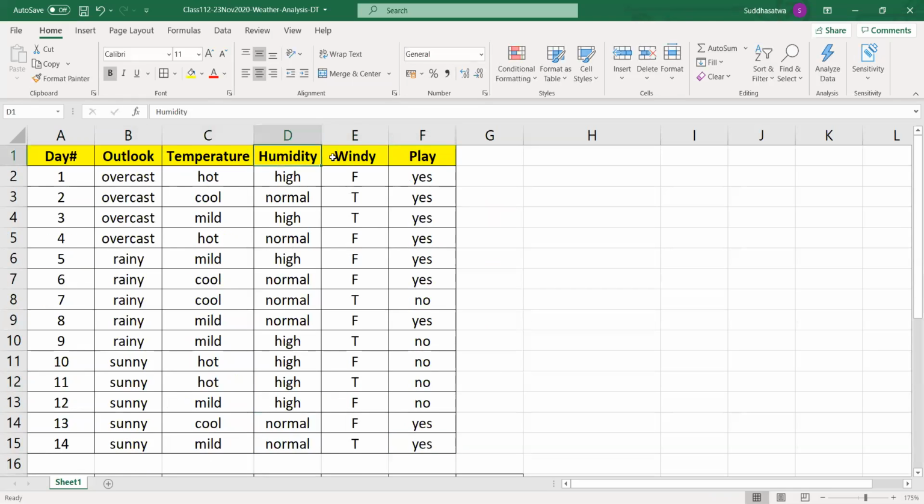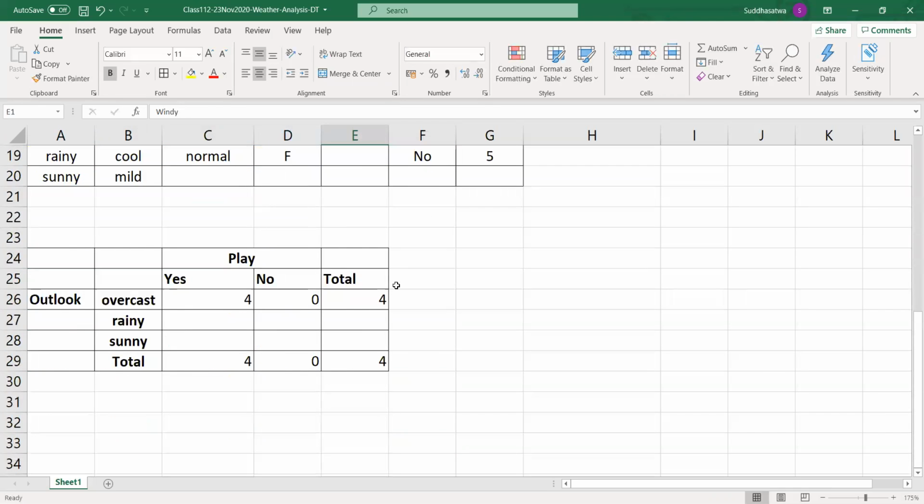We have 4 features. We are going to do this exercise for all of the 4, and then we are going to calculate some probabilities. These will be individual probabilities, and then there will be conditional probability. The individual probability, I'm going to call that P of Outlook, because we are talking about Outlook here.